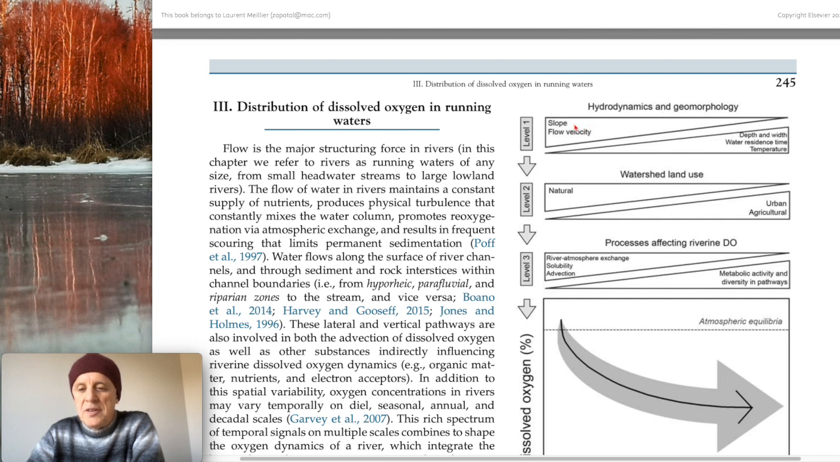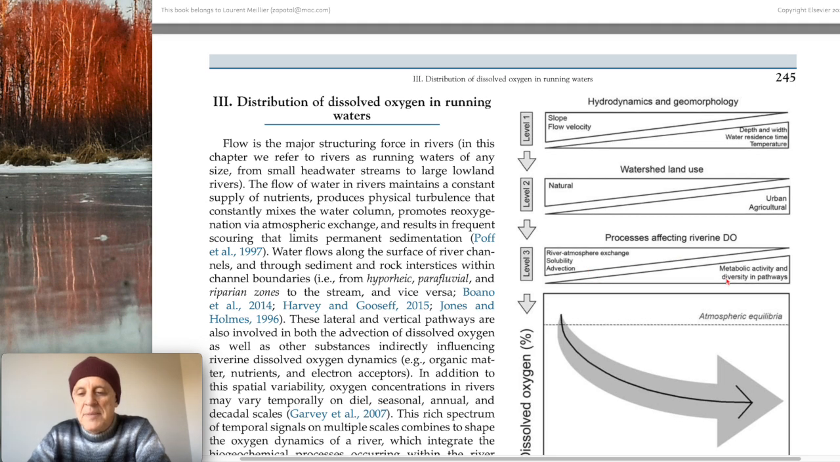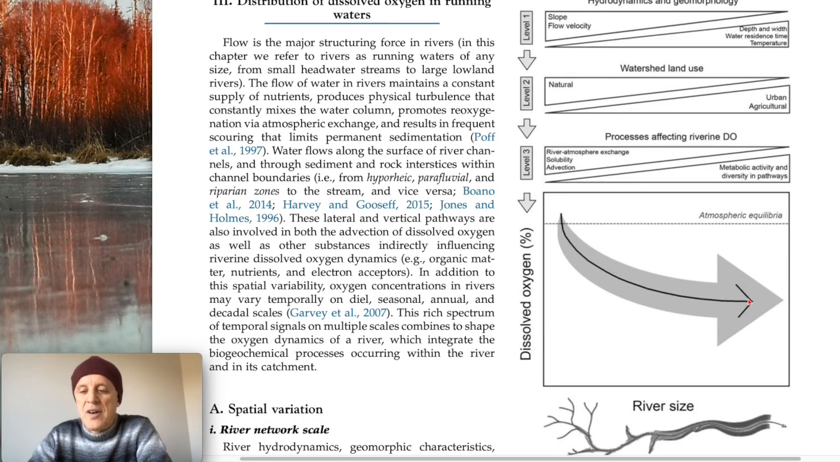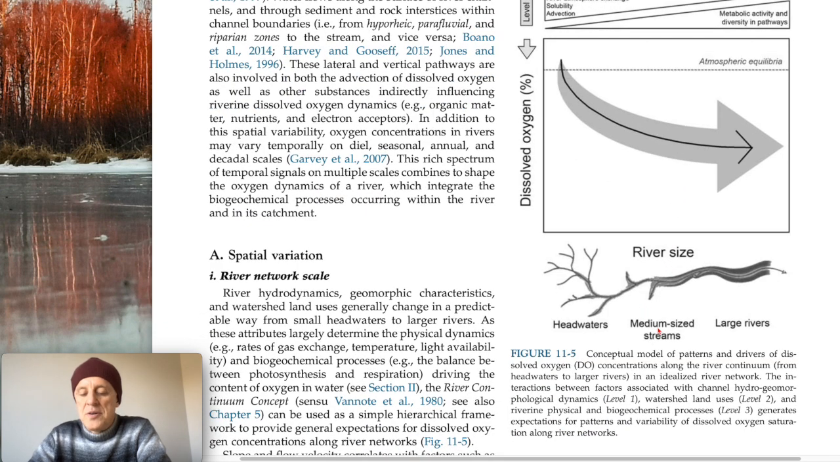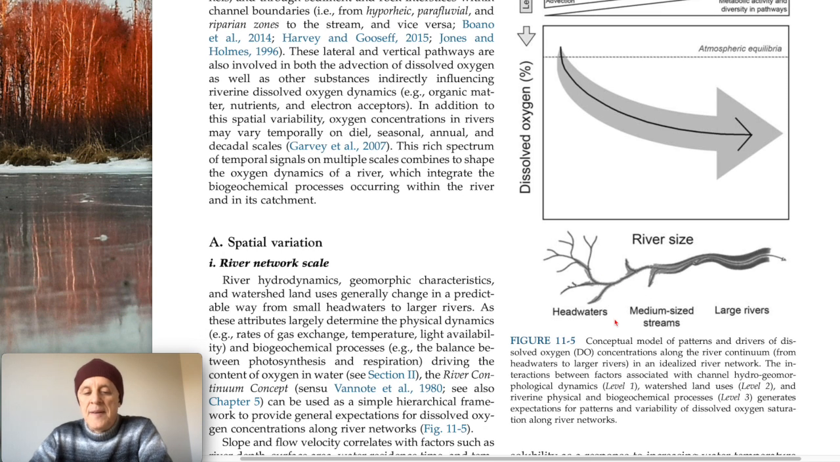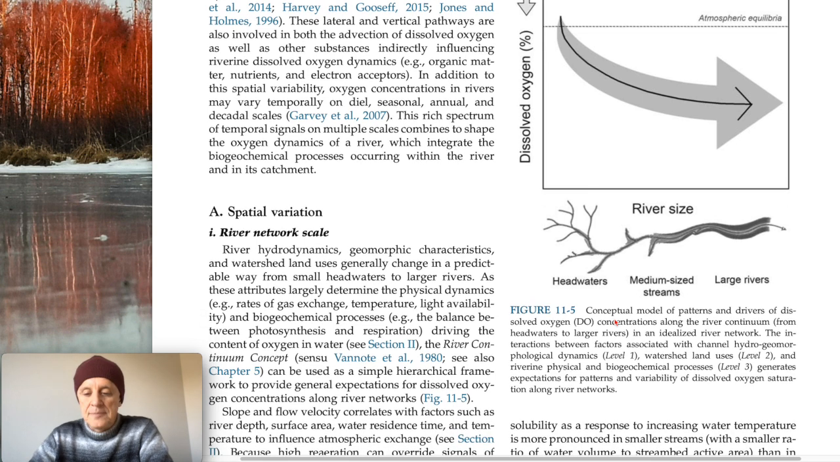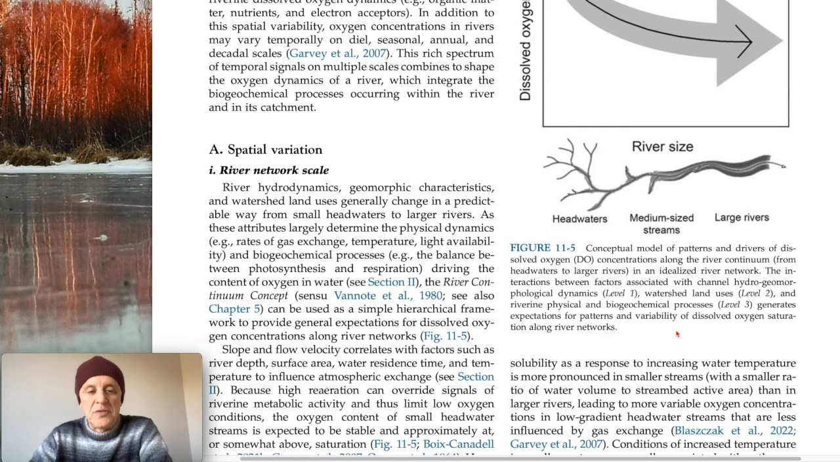Slope and flow velocity. So when slope and velocity predominate, depth and width, water residence time, and temperature are not as much of a factor in terms of oxygen distribution, I believe. Watershed land use, natural versus urban and agricultural. Processes affecting river dissolved oxygen: river-atmosphere exchange, solubility, advection, metabolic activity and diversity in pathways, and then dissolved oxygen-atmospheric equilibria. And then we have the headwaters, the medium-sized streams, and then large rivers here. So this is like your typical river system. And as they are saying, this is a river continuum, this is a concept.